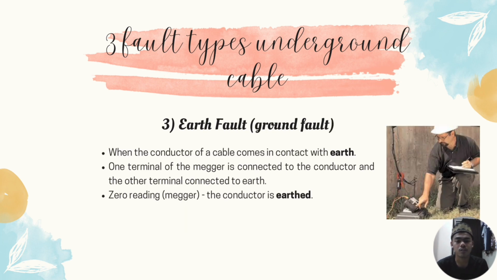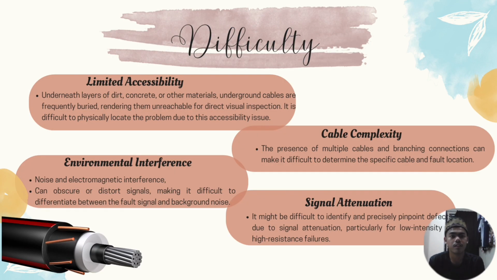Okay, the last one, the third one, is earth fault. This is when the conductor of a cable comes in contact with earth. To identify it, one terminal of the megger is connected to the conductor and the other terminal is connected to earth. So if the megger reads zero, the conductor is earthed. The same procedure is repeated for the other conductors of the cable. Okay, next I want to talk about the difficulty of locating the exact fault.